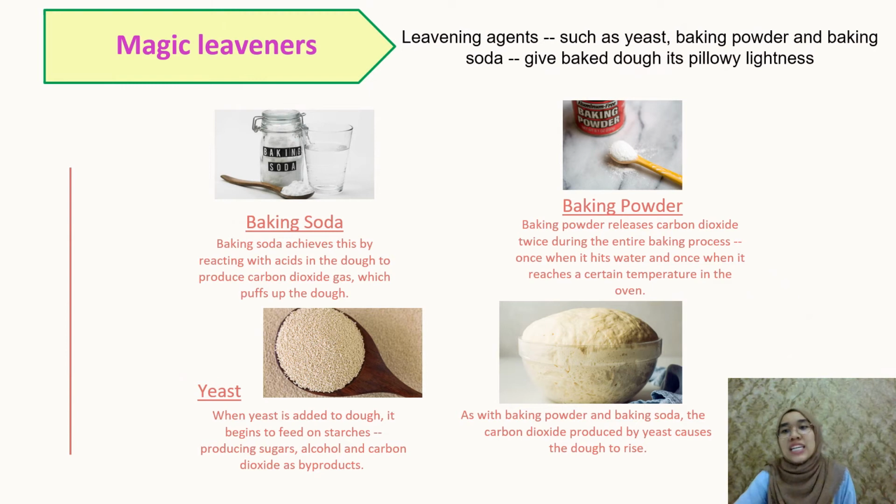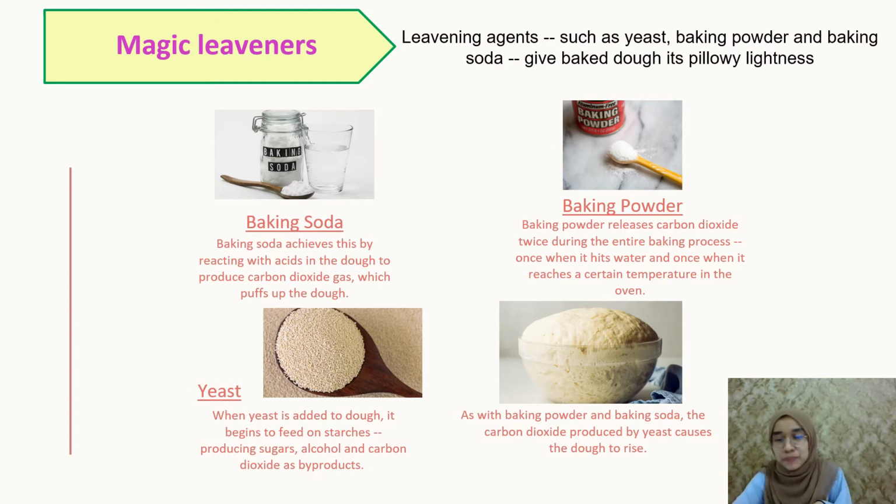Next up are the magic leaveners. Some of the leavening agents are yeast, baking powder, and baking soda. These leavening agents give the baked dough its pillowy lightness. The first one is baking soda. Baking soda achieves this pillowy lightness by reacting with acids in the dough to produce carbon dioxide gas, which puffs up the dough.